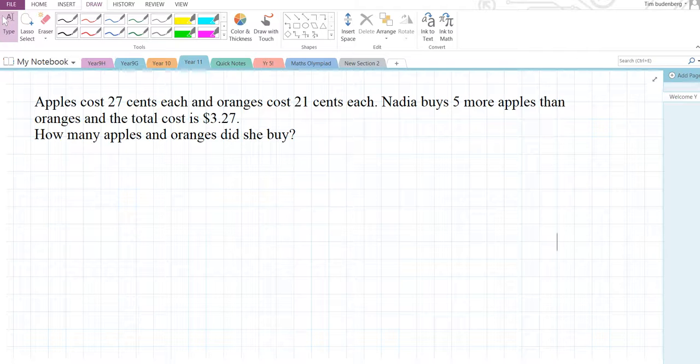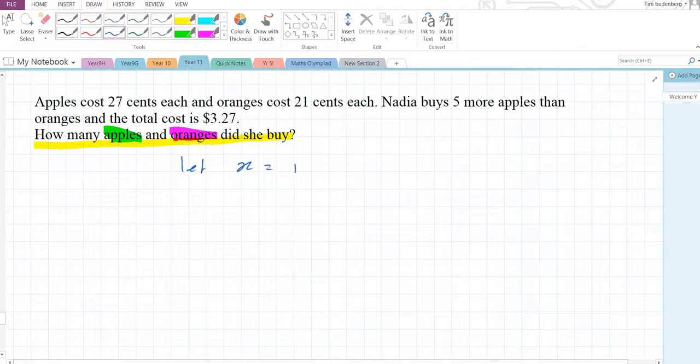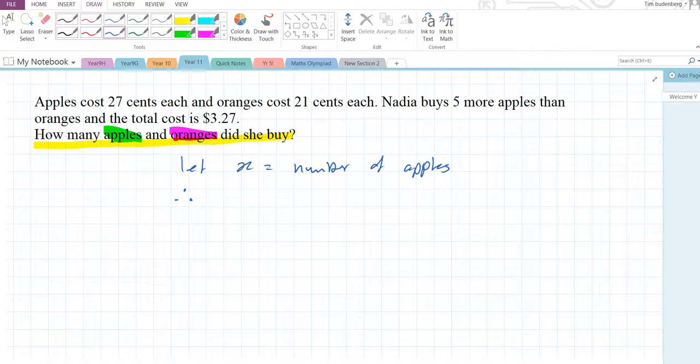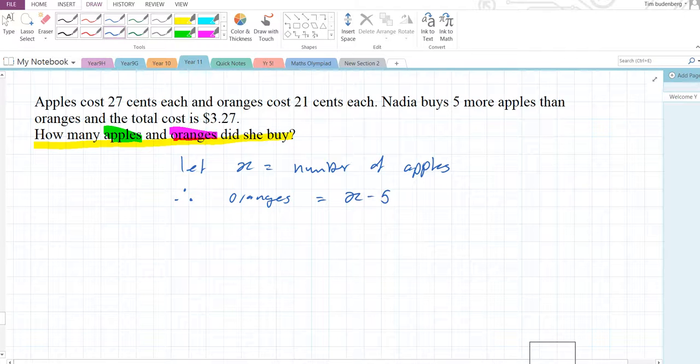Alright, now here the question doesn't let us know what x can equal exactly. It essentially gives us a choice. We can let x equal apples or x equal oranges. Shall we say x equals apples? Let x equal the number of apples. Alright, so if she buys 5 more apples than oranges, and x is the number of apples, then we can say that oranges are equal to x take 5. So there are 5 more apples than oranges.